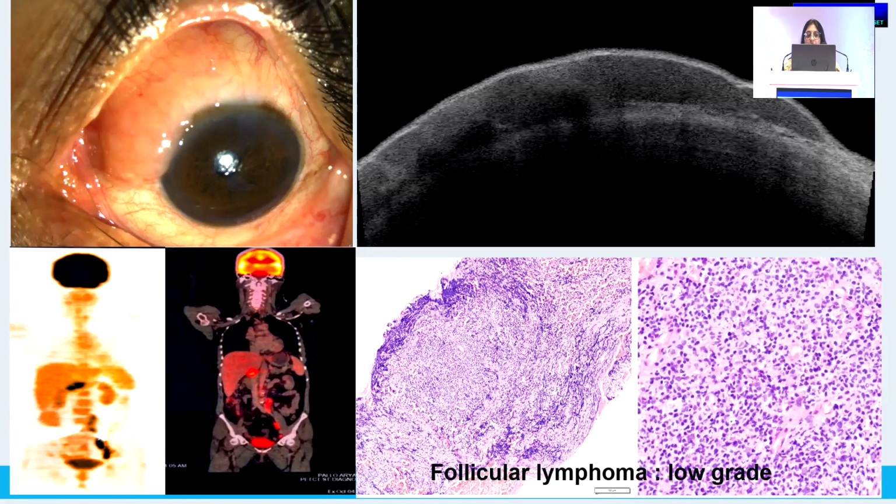And this is the picture of that lady. So this lesion, on clinical examination, we could have thought it to be a melanoma, amelanotic melanoma, or a lymphoma. But the OCT is quite suggestive of a lymphoma, and we got a PET scan done for her, and there were hot spots in the periaortic lymph nodes.